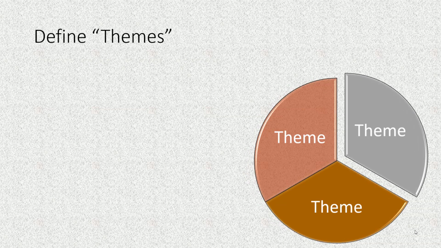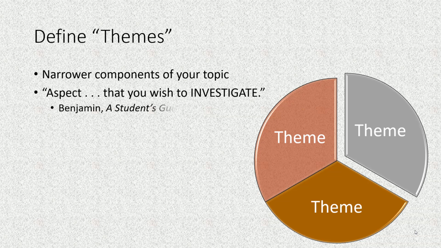Just as topics are narrower components of subject areas, themes are narrower components of topics. As Jules Benjamin wrote in A Student's Guide to History, a theme, quote, is an important aspect of the topic that you wish to investigate, unquote. So the topic leads you to tell a story, while a theme gives you a mystery to investigate. These are very different missions, though they work together to make your research report understandable and compelling.